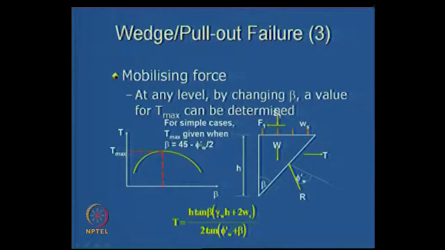So, in fact, for a simple case where there is only a surcharge, it is a simple equation you will get. T is nothing but h tan beta into gamma h, and if h is the maximum, for example, the height of the retaining wall is 7 meters, I put 7 meters here, and surcharge I know. Surcharge is, say for example, 20 kPa as per IRC, or 22 kPa or whatever. So, you can put that number, and you will get the maximum tensile force required, that is, the total reinforcement force required. We will see that.